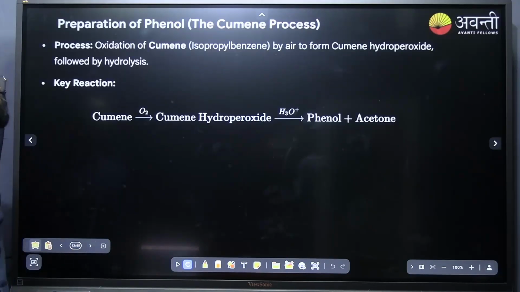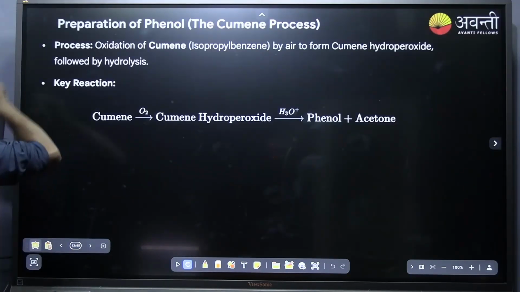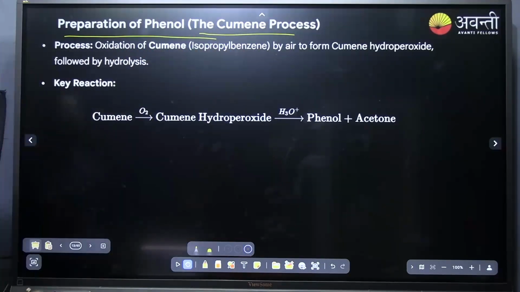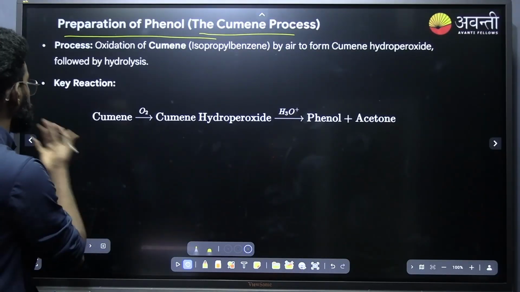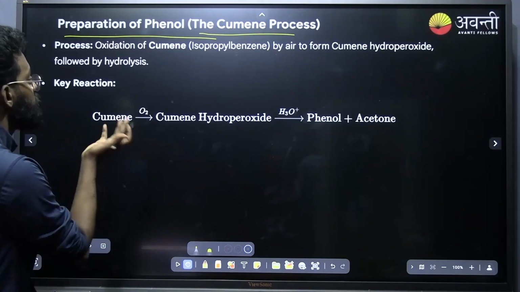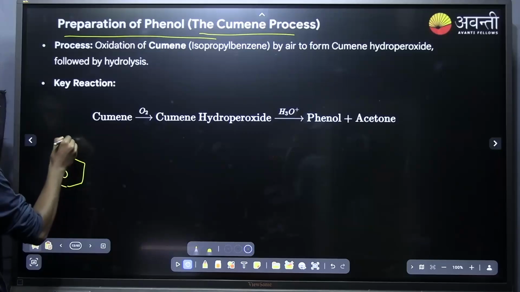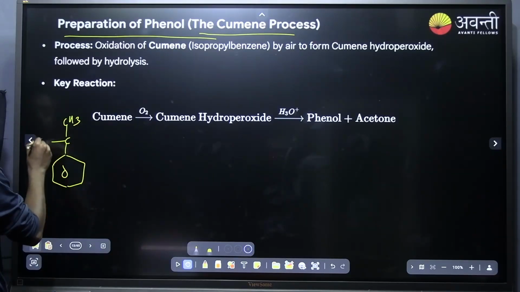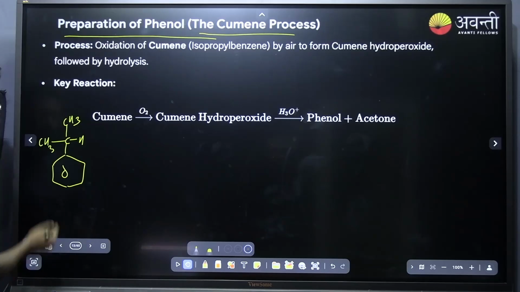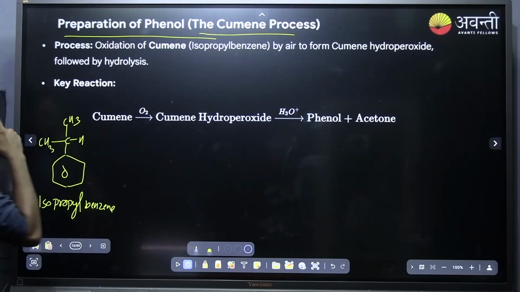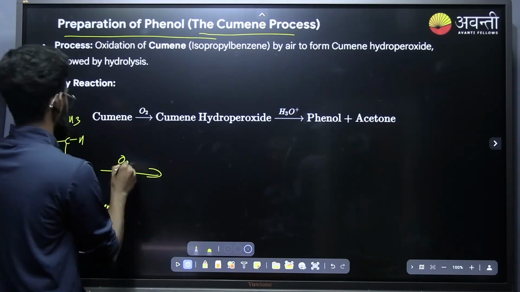Next is all about phenols. Phenols, a few more things we have to discuss. First is the method of preparation of phenol. The first method of preparation is from cumene. What is cumene? Cumene is isopropyl benzene. First we can prepare phenol from cumene. So I am taking cumene, which is isopropyl benzene. And this isopropyl benzene on oxidation, what is going to happen?